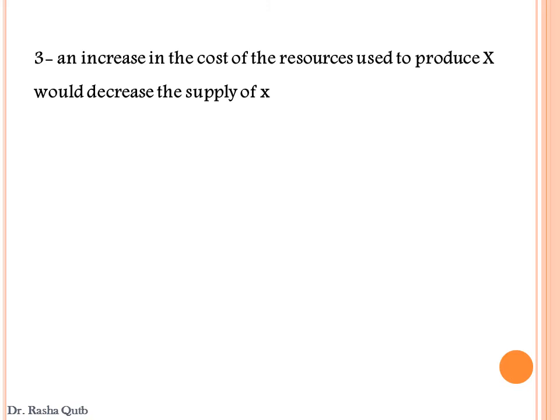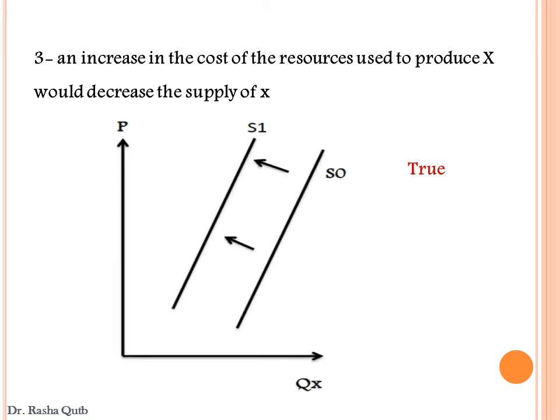Number 3. An increase in the cost of resources used to produce X would decrease the supply of X. This sentence is true. When the cost of resources increases, it means that the cost of production increases and the producer will not have the incentive to produce more, so he will decide to decrease the supply of the product.